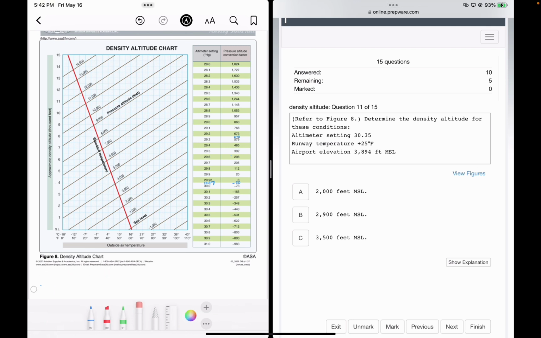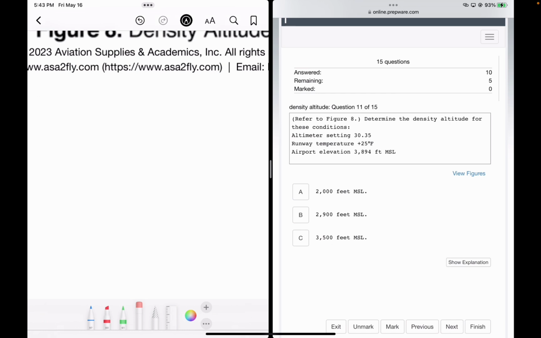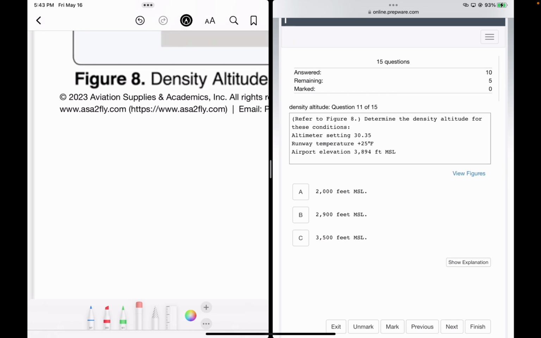Oh, this question is a lot like the previous question. It says, determine the density altitude for these conditions. They give us an altimeter setting, the runway temperature, the airport elevation. Okay, so do you remember how to find the density altitude? If you want to find the density altitude, you need two things: the temperature and the pressure altitude. They don't give us the pressure altitude, they give us altimeter setting. What does that mean? We have to figure it out ourselves.